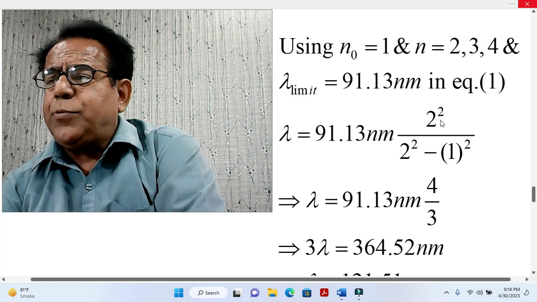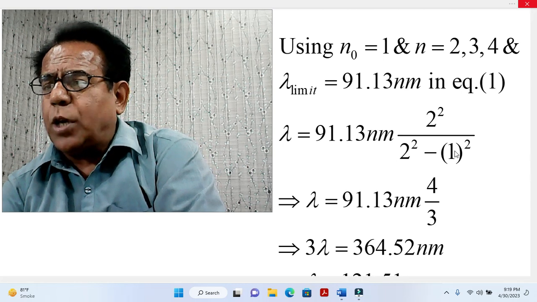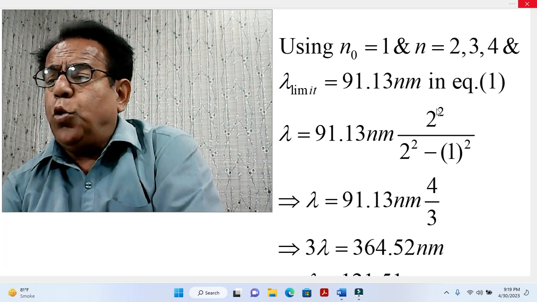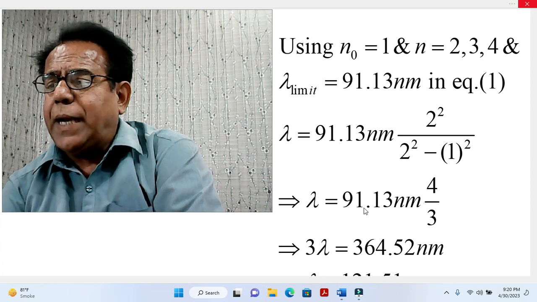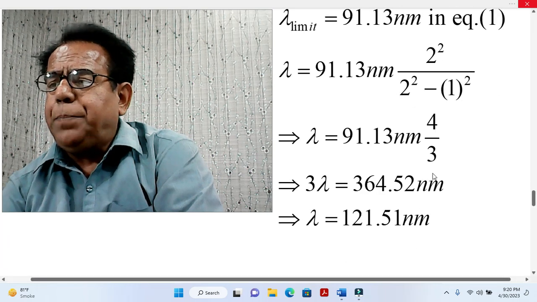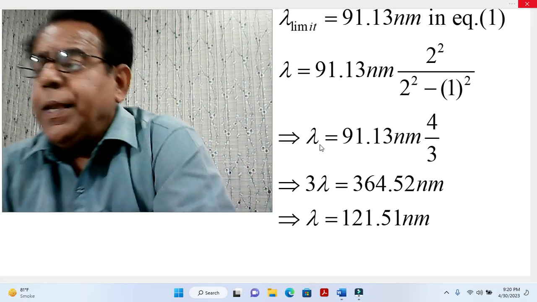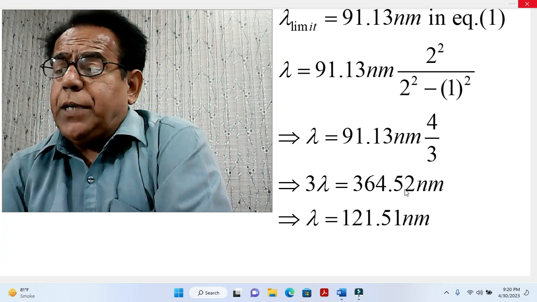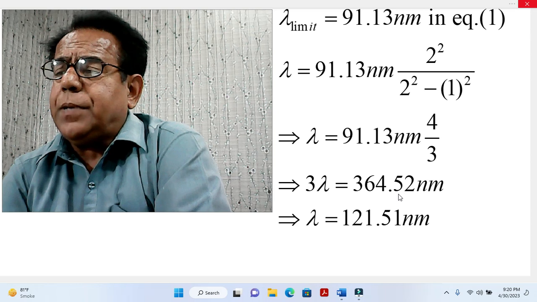Here in place of n we have used 2, n square over n square minus n naught square. In place of n naught we have used 1. So 4 over 4 minus 1 becomes 4 over 3. Lambda is equal to so many nanometer into 4 by 3. This implies that this 3 will be multiplied with lambda, and we will get 3 lambda equal to 364.52 nanometer.